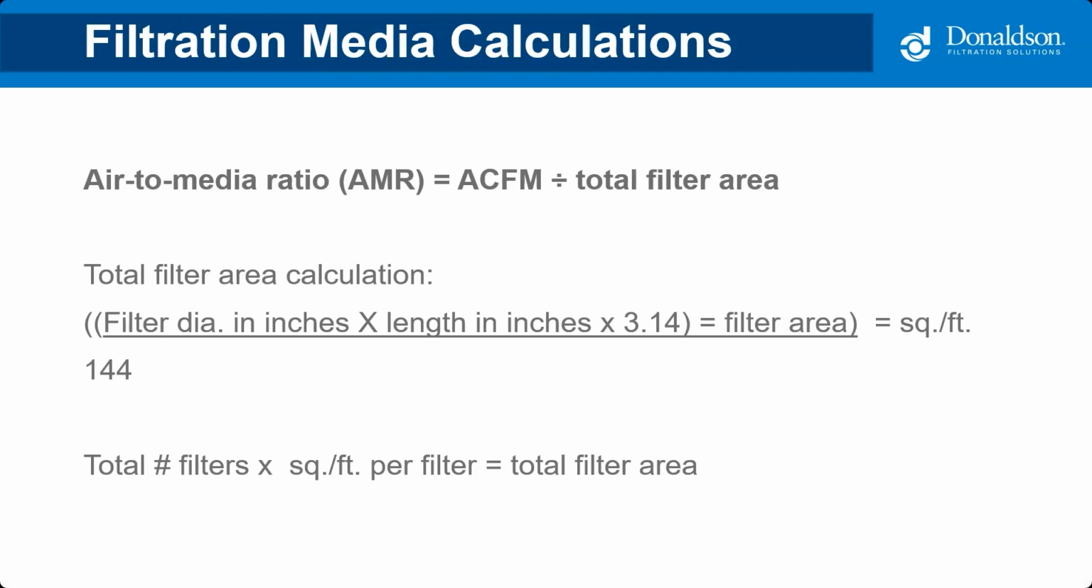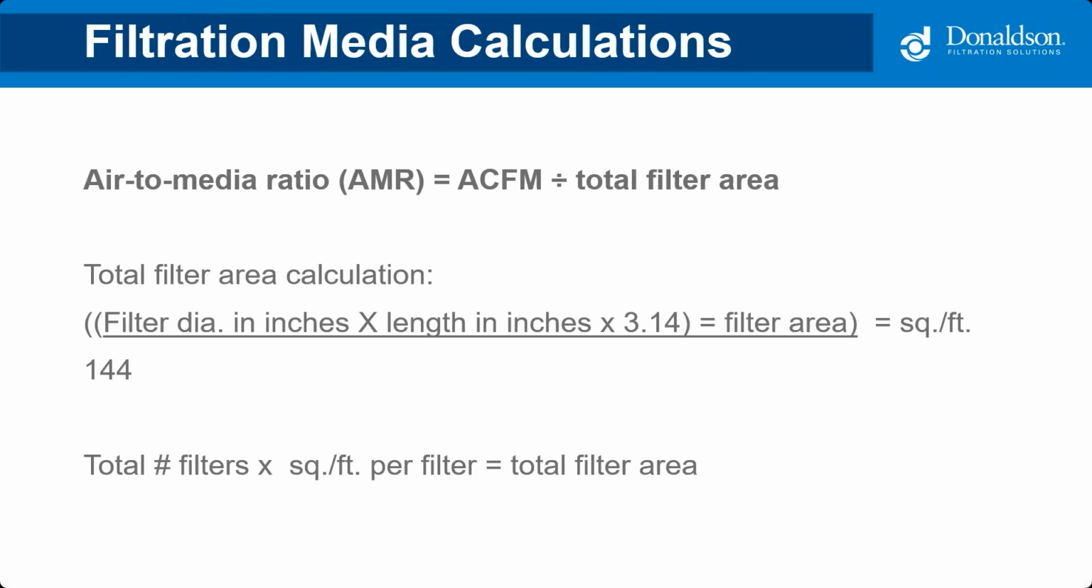So then you have square inches. You take that number and divide it by 144, and that's going to give you square feet of cloth per filter. Then you just take that times the number of filters. Now you know how much cloth you have in your baghouse.